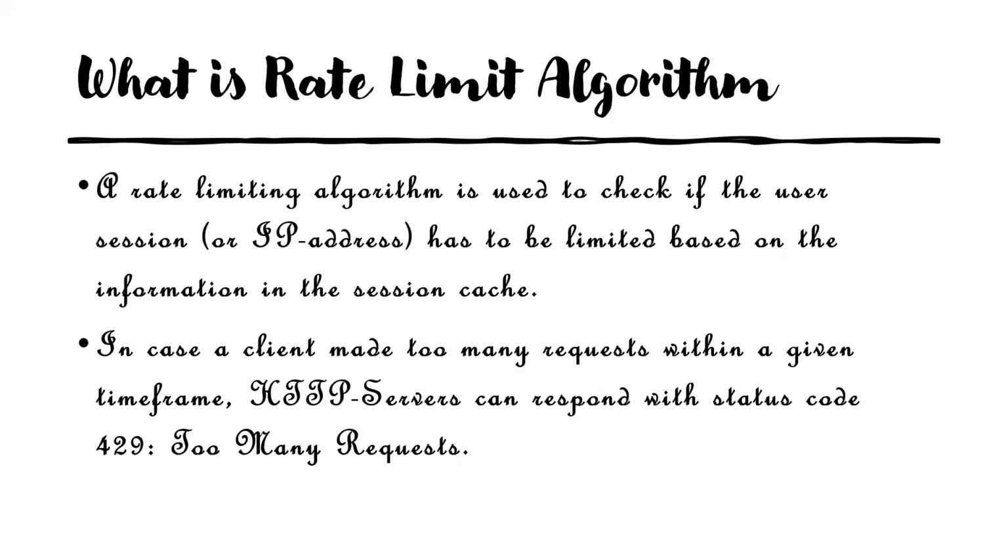Okay, so I'll be starting with two slides of theory and then we'll be moving on to practical sessions. There is not much theory here, so you'll enjoy. So basically, what is a rate limit algorithm? A rate limit algorithm is used to check if the user session has a limit based on the information in the session cache. So if I'm able to make 100 requests per minute for a forget password, then there's a vulnerability of rate limiting. They have not put a limit on the requests being sent to the server.